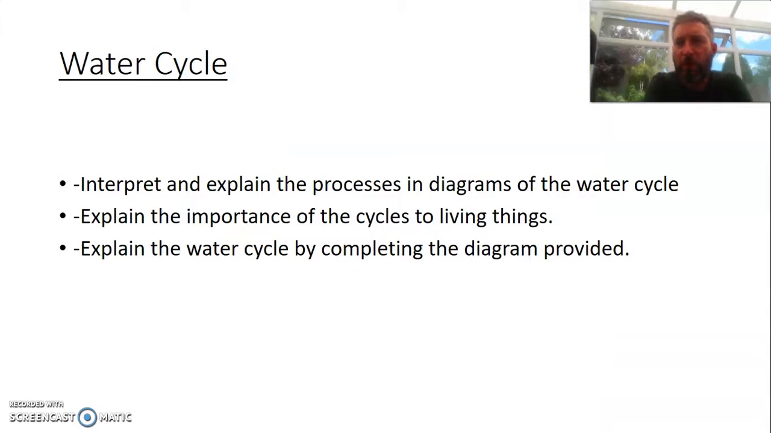What the exam board want you to know, what the syllabus says you need to know, is you need to be able to interpret and explain the processes in diagrams of the water cycle. Basically, label it and say what happens at each point. You need to be able to explain the importance of the cycles to living things. Explain the importance of transpiration, for example, explain the importance of rain, and why the water cycle is quite an important cycle on Earth, and explain the water cycle by completing the diagram provided.